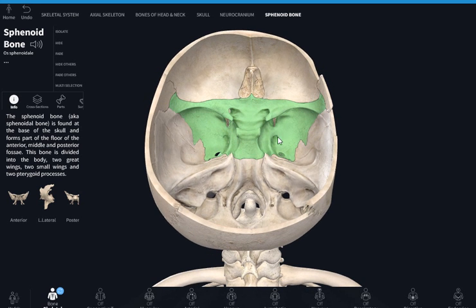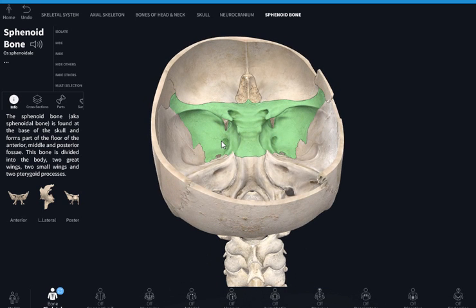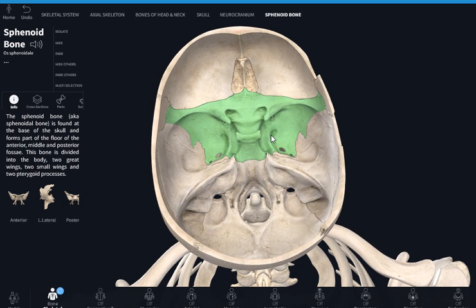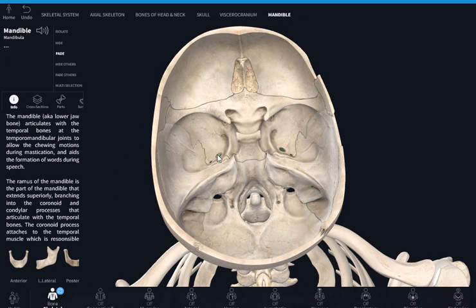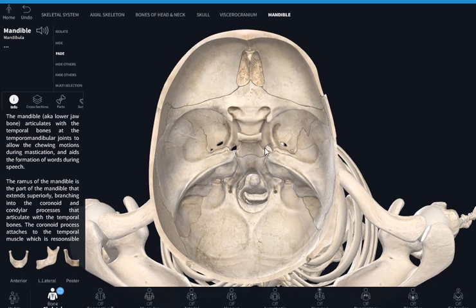So the first S is the superior orbital fissure. This one here is R, the foramen rotundum. The next letter is O, the foramen ovale. The next S corresponds to the foramen spinosum, and the L corresponds to the foramen lacerum at this portion.